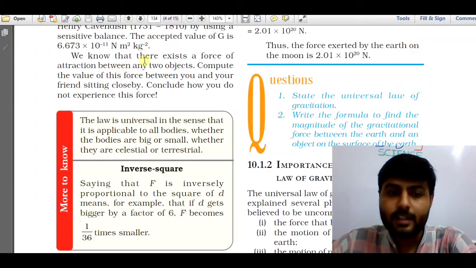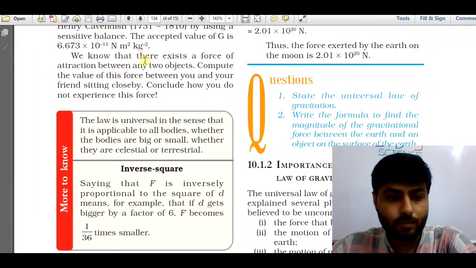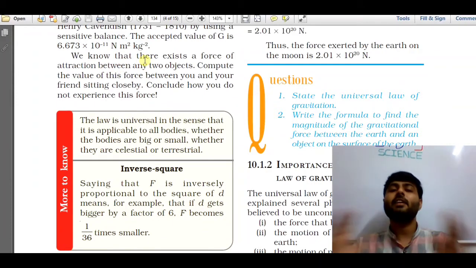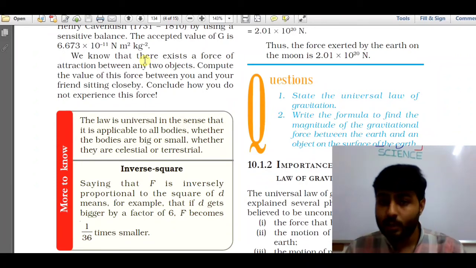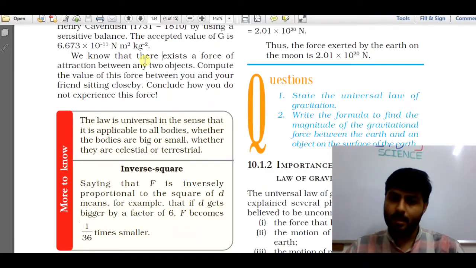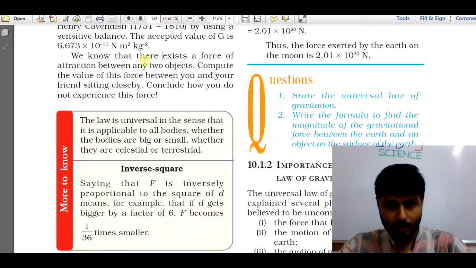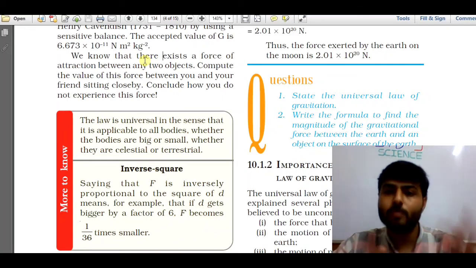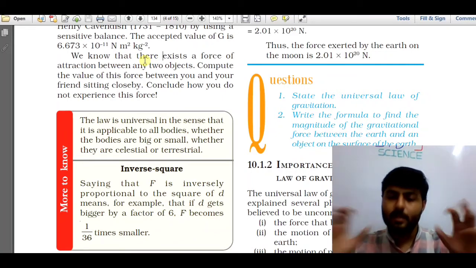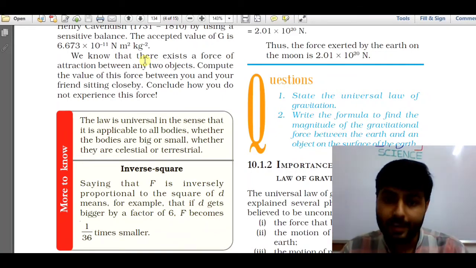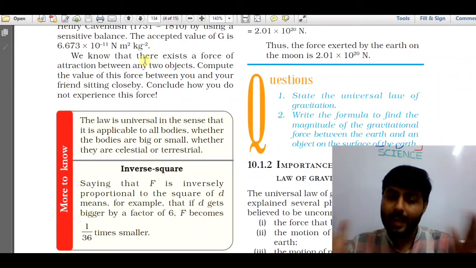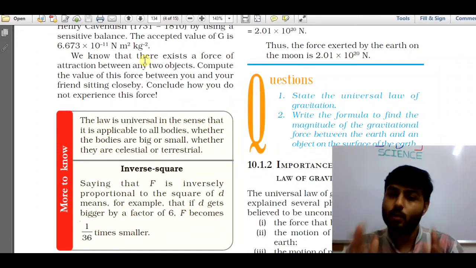We know that there exists a force of attraction between any two objects. Any two objects means any two objects in this world: me and this table, me and this laptop, any two planets, any two bodies. There is a force existing between two objects.